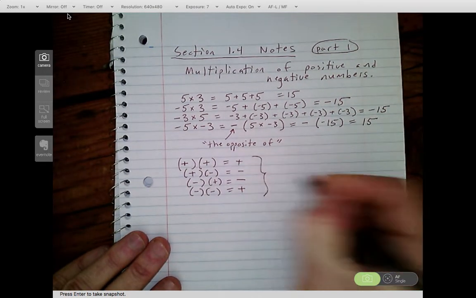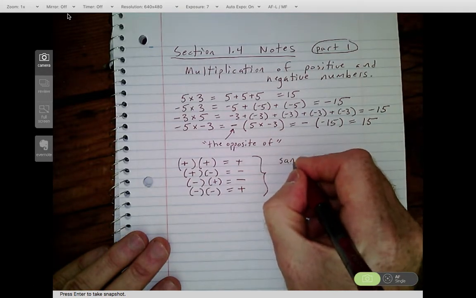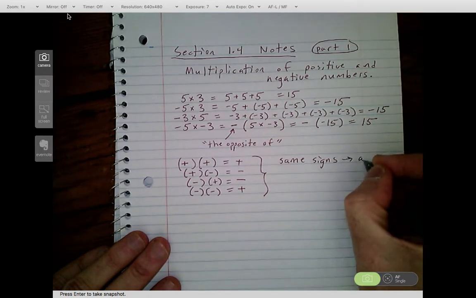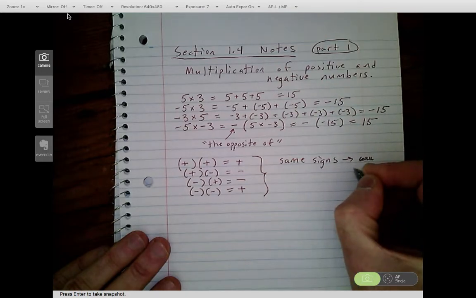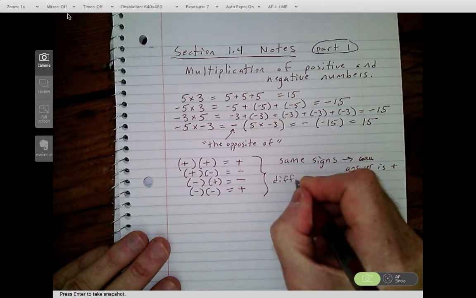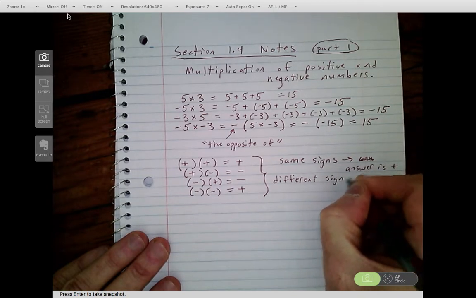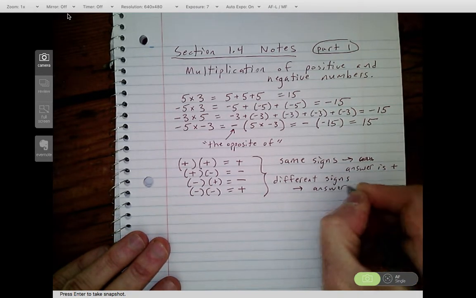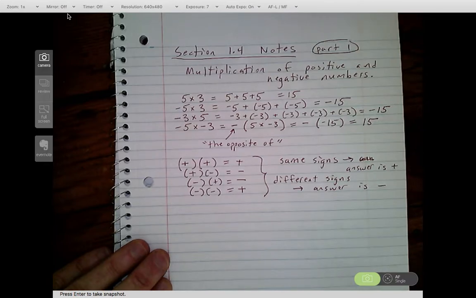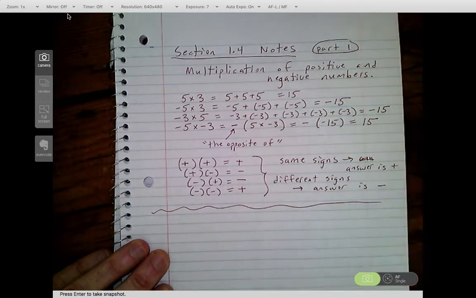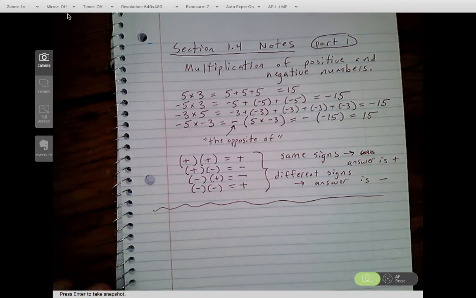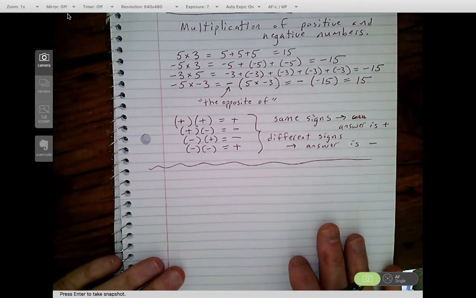And the way I'm going to suggest to remember it is if you have the same signs when you're multiplying, your answer is positive. And if you have different signs, then the answer is negative. Okay, same signs, answer is positive. Different signs, the answer is negative. So just to look at a few here, and then we'll finish the rest of the notes for 1.4 in a different video. But let's just look at a couple.